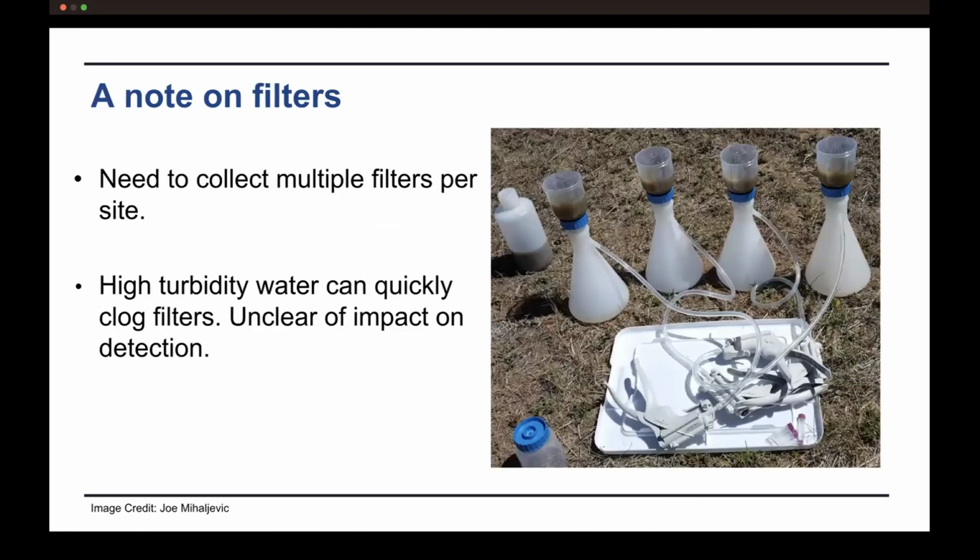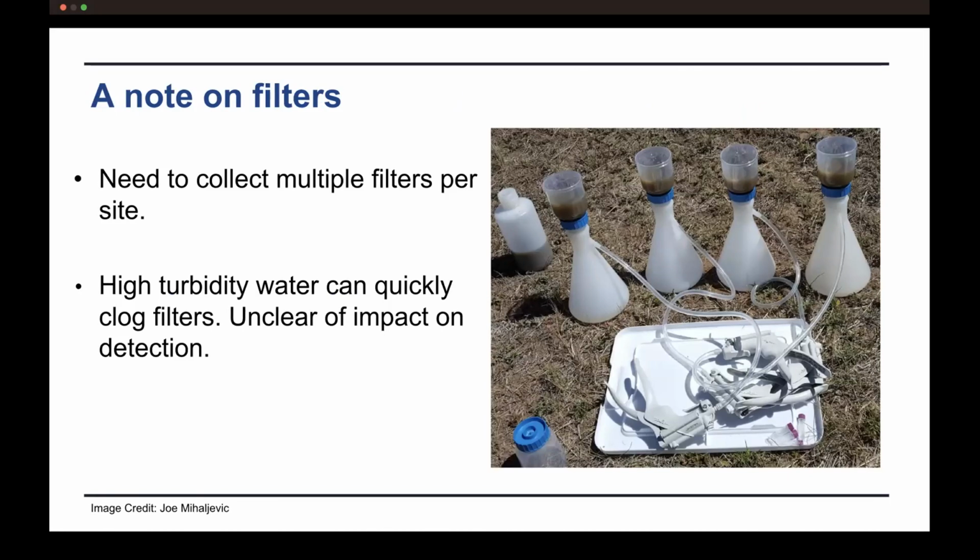I wanted to make a note on filters from my own personal experience at sites in Arizona. We sample tiger salamanders in cattle stock tanks, and a lot of these sites are highly turbid. It seems like it might not be a lot of effort to collect the eDNA samples, but in our case, it can be a lot of effort to get this water to pass through the filters, and the filters can get clogged really quickly.